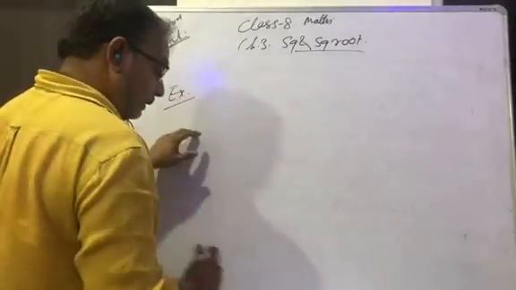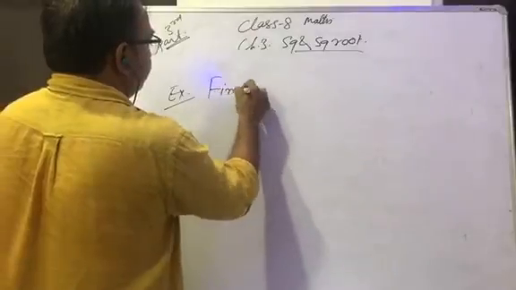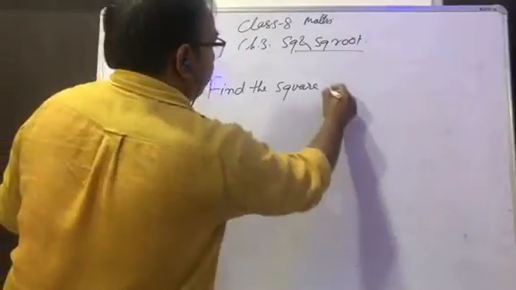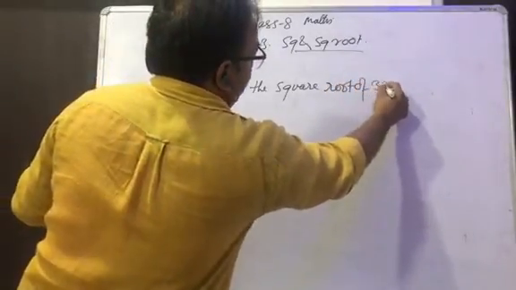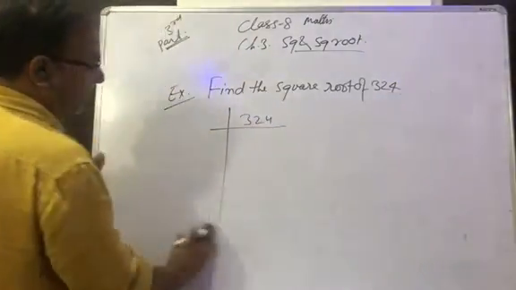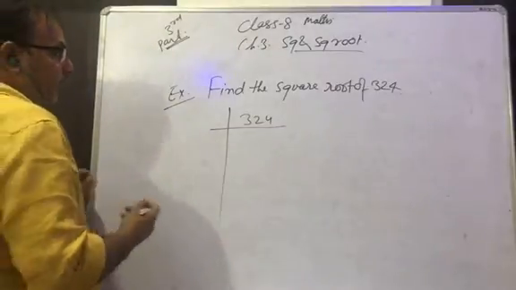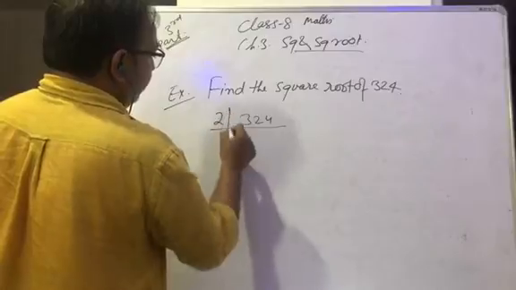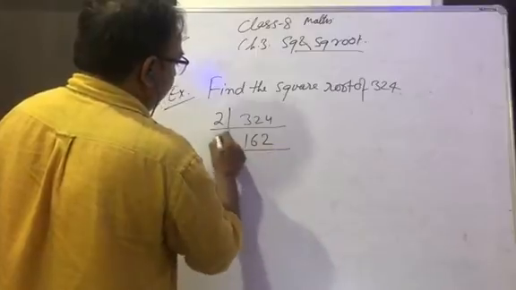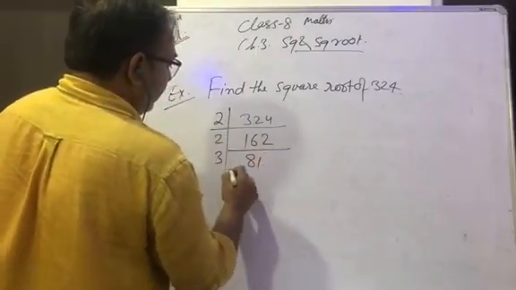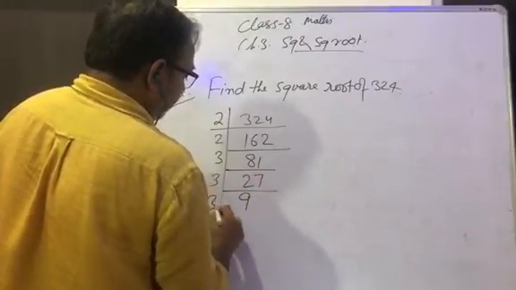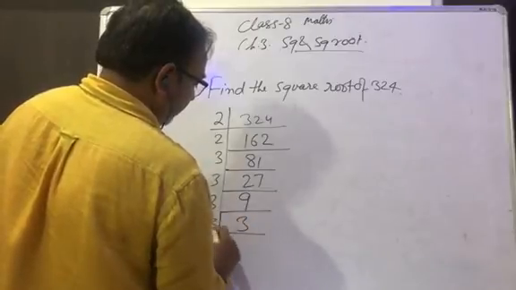Example: find the square root of 324. By using the prime factorization method you can make factors of 324. See, 324 is divisible by 2, so it will be 162, then 2 again gives 81, then 3 gives 27, then 3 gives 9, then 3, 3, and 1.